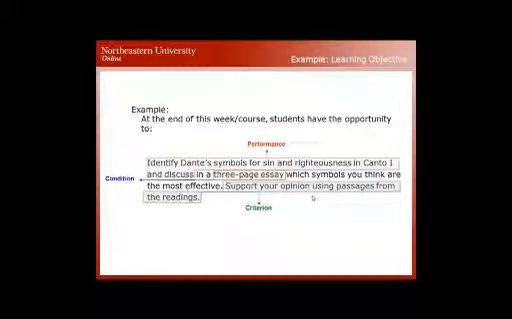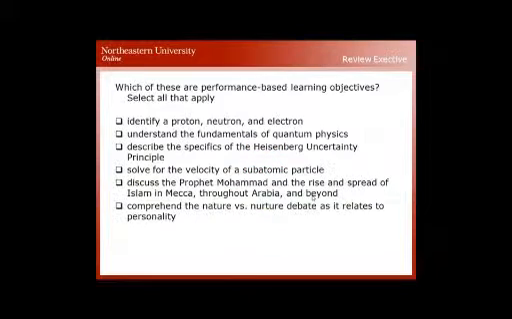The most important part of writing the course and weekly learning objectives is making sure that all your activities support your learning objectives and that the students understand what they are required to do. Now that you've learned a little bit more about performance-based learning objectives, let's do a little review. Can you identify a performance-based learning objective? Okay, now select all that apply.